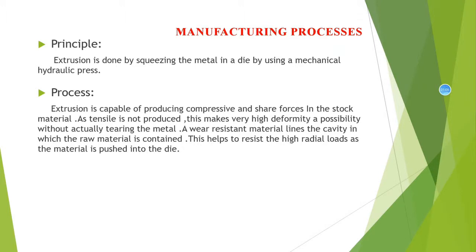Extrusion is capable of producing compressive and shear forces in the stock material, as tensile is not produced. This makes very high deformity a possibility without actually tearing the metal. A wear-resistant material than the cavity in which the raw material is contained. This helps to resist the high radial loss as the material is pushed into the die.